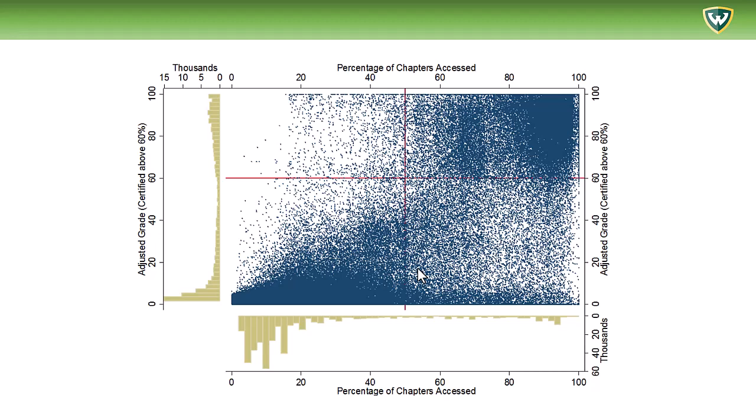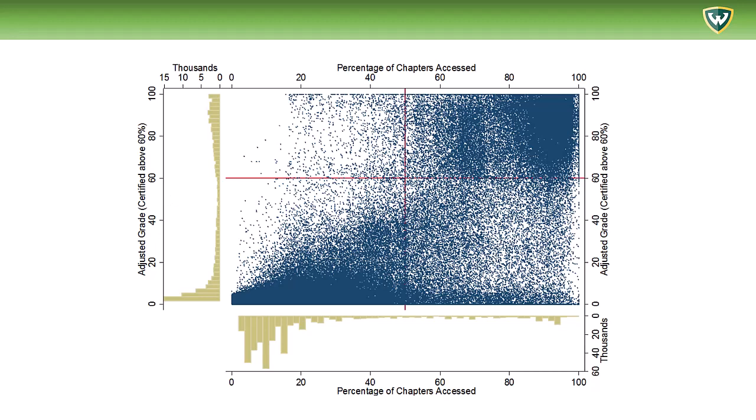So first, let me tell you that this is a graph of students enrolled in an online course, a massive online course, so you can have thousands of students. And the dimension on the x-axis is percentage of chapters accessed by the students. So each dot here is a student, and that's the unit of analysis. And on the left, on the y-axis, is adjusted grade. So there's a kind of percentage.